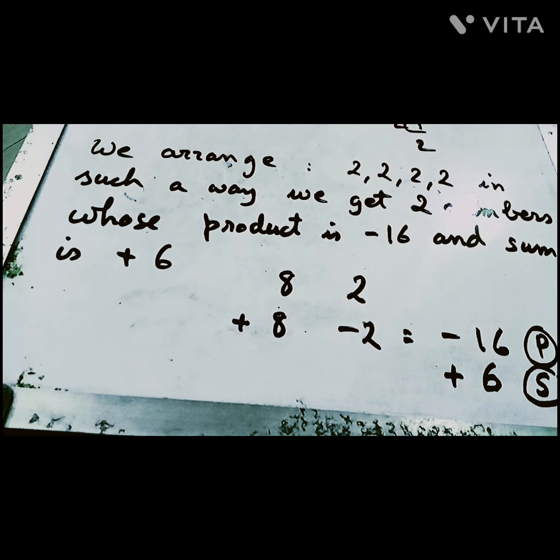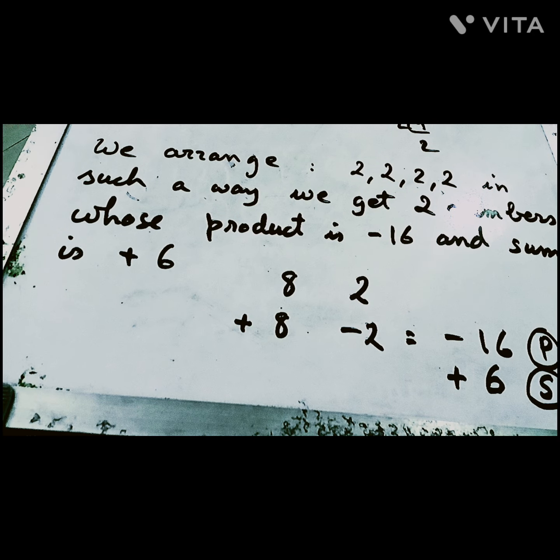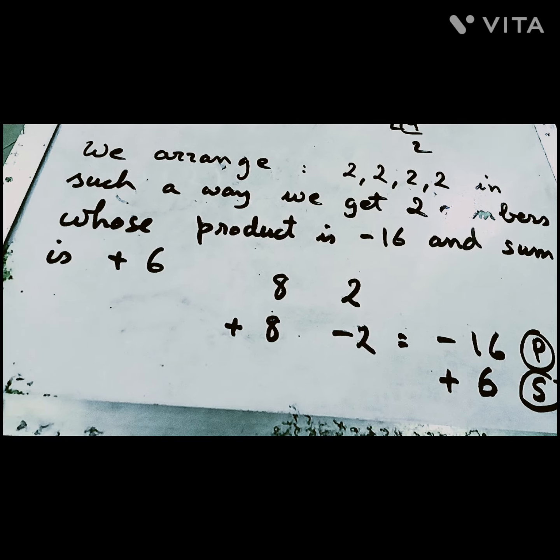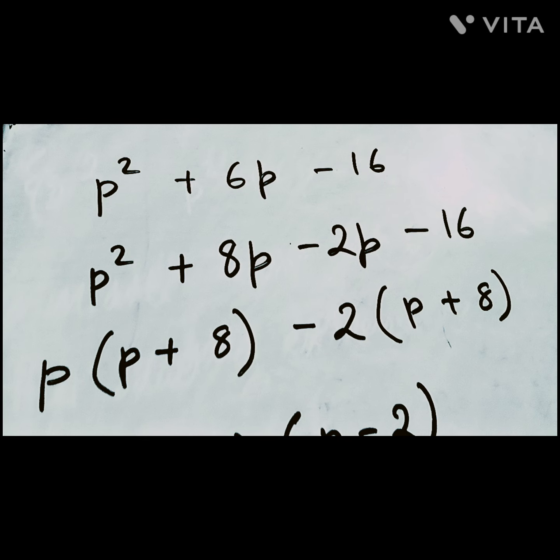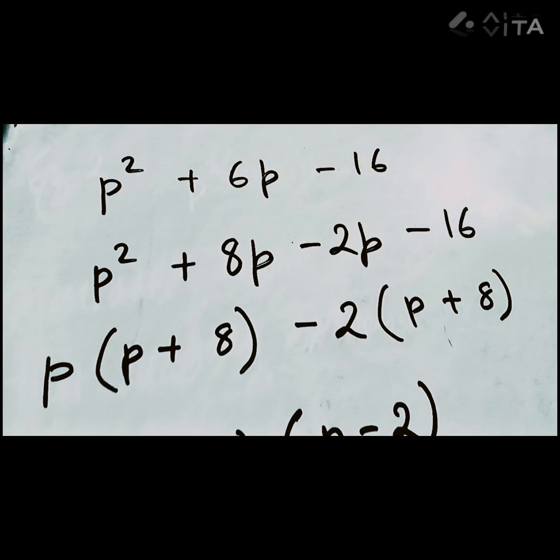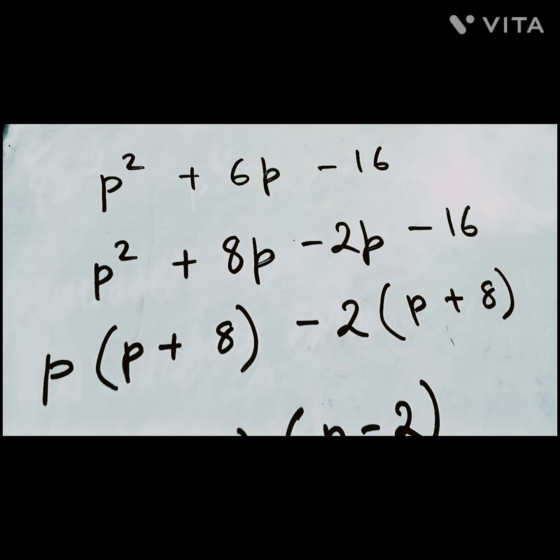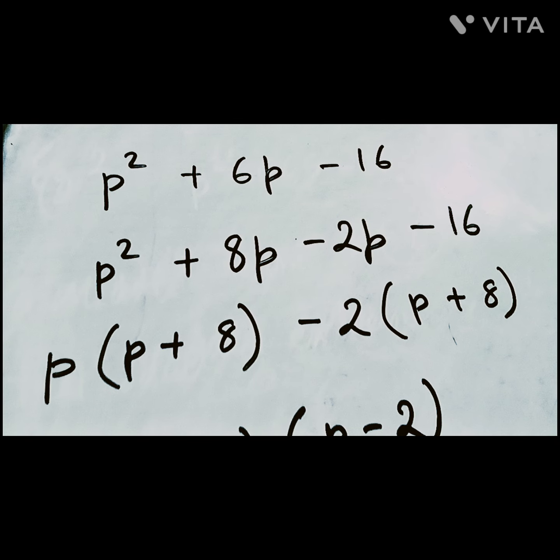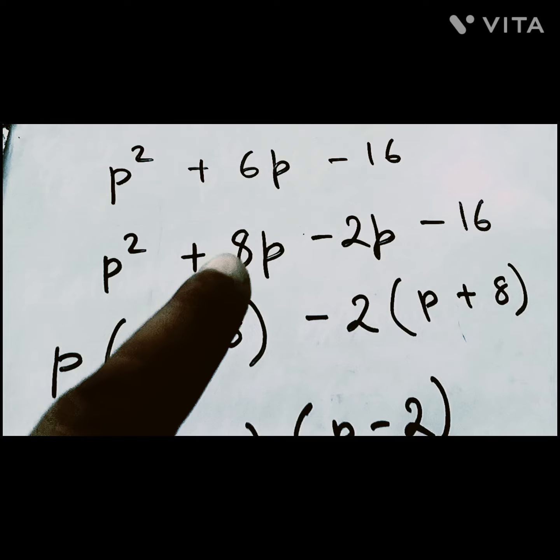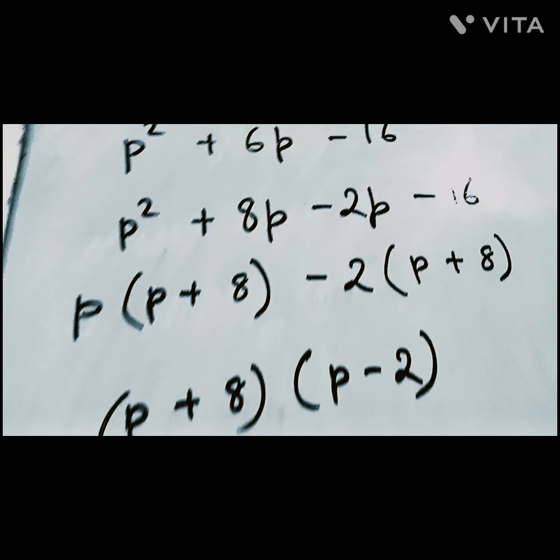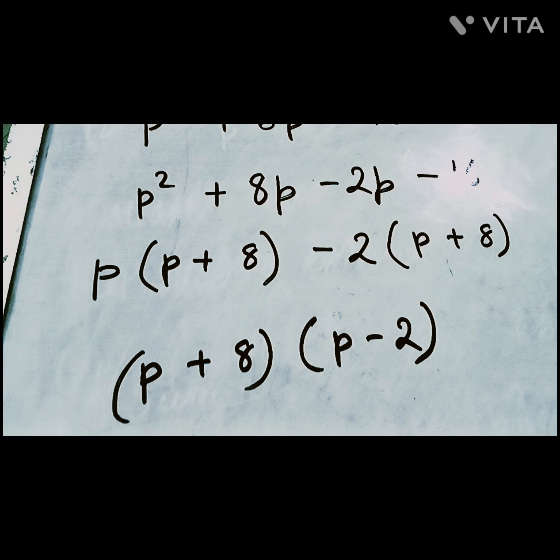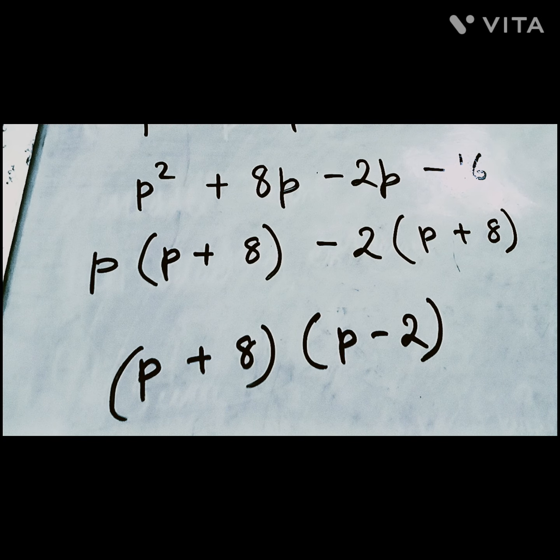Now we will put these two numbers in the middle term, break and factorize it. So we have got two factors, plus 8 and minus 2. We put those two factors in the middle term. So p square plus 8p minus 2p minus 16. Now we are going to find the common factor from the first two terms and from the last two terms. In the first two terms, p square plus 8p, the common factor is p. We put it outside the bracket.